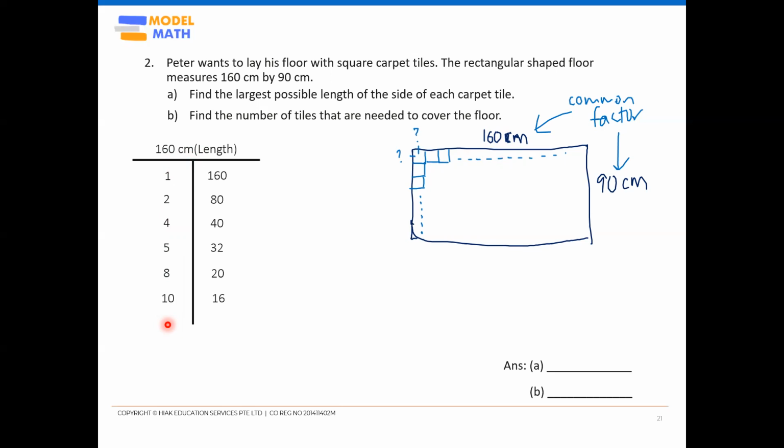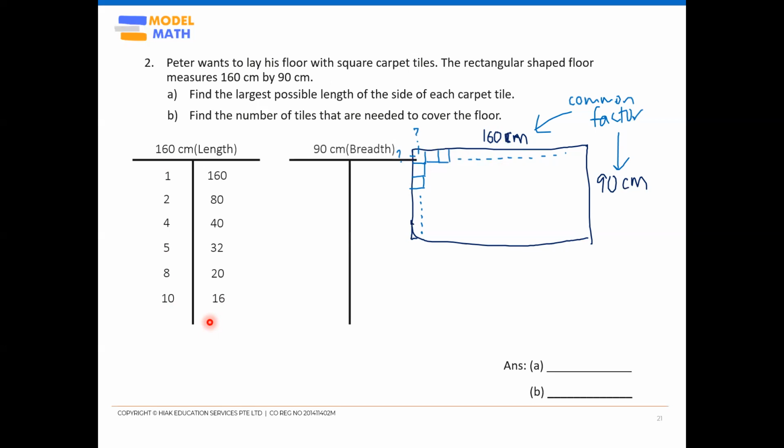11 cannot, 12 cannot, 13 also cannot, 14 cannot, 15 cannot, 16 cannot. So 16 can. Okay, but 16 is already here. So if 16 is already shown there, I know can, right? That means that's all. You don't have to go on anymore to 17, 18, and so on. Don't need. Okay, so that's how you know it finishes. Can stop that. So now we go on to do the same for 90.